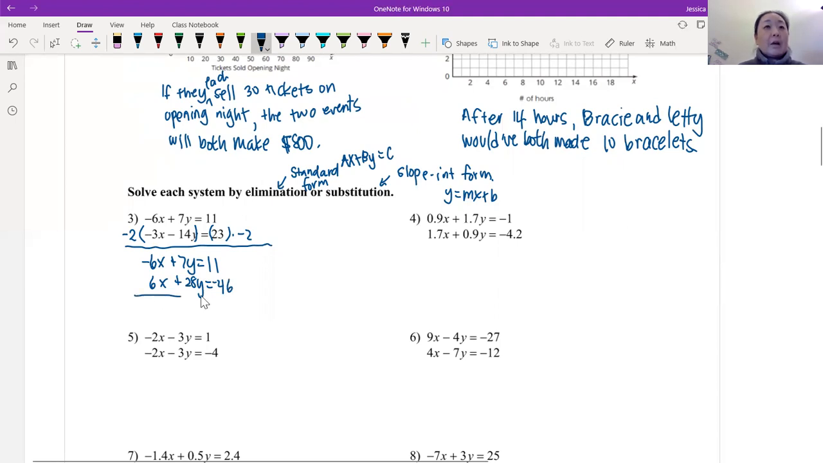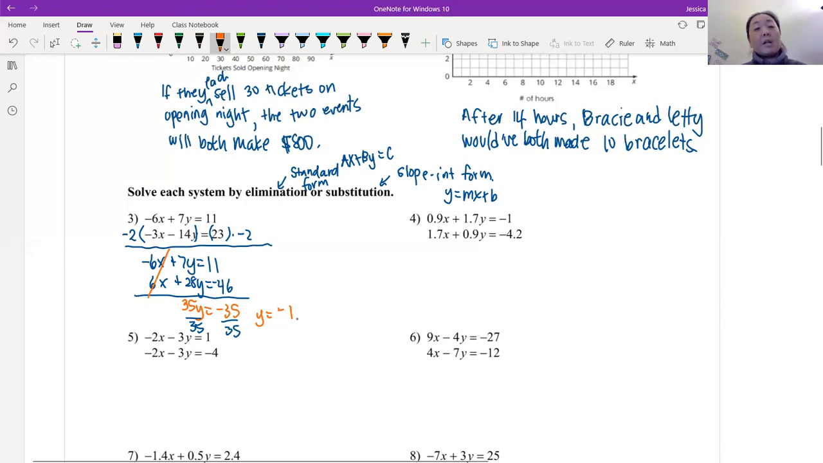All right, and then now we're going to cancel things out. And I notice, okay, this is exactly what I wanted. -6x plus 6x cancels out. And what I have left is 7 plus 28, which is going to be 35y, is equal to 11 minus 46, which is -35. Ooh, we're close. So we're just going to divide by 35 on both sides to get y is equal to -1. All right, -35 divided by 35 is -1.